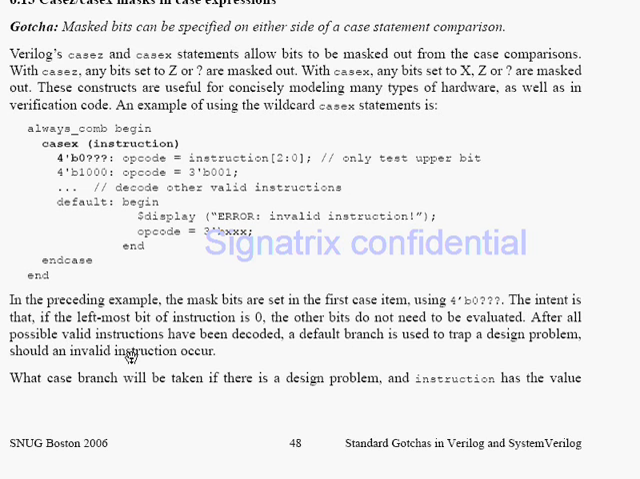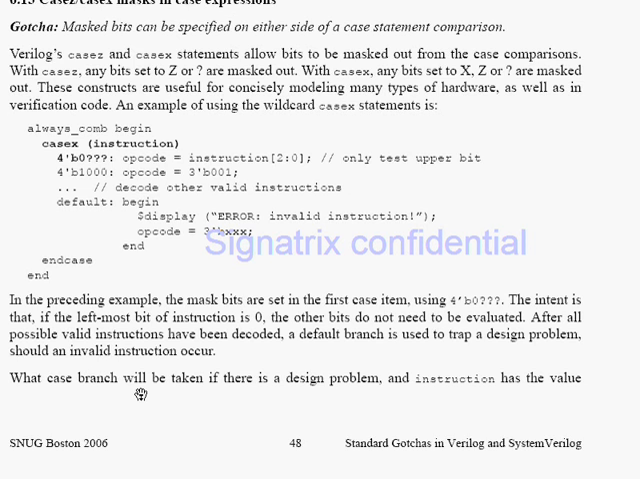After all possible valid instructions have been decoded, a default branch is used to trap a design problem should an invalid instruction occur. So you have seen one default statement they have kept at last. This default statement will help us to come out of traps. Coming out of traps means suppose you have gone into some default state. How will you come to know? During that time the opcode is 3'bxxx. By seeing the opcode as 3'bxxx, you will come to know that your state machine is going to some unknown state. So during that time you can easily recover from it.